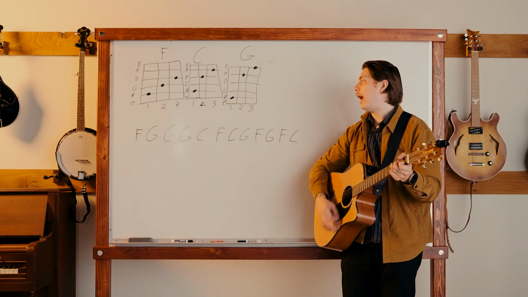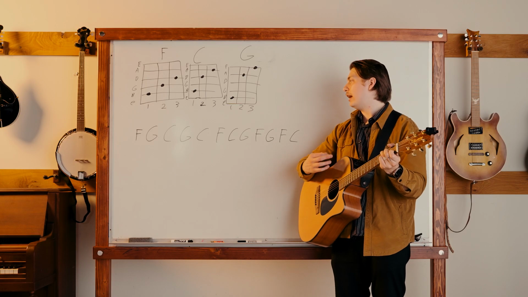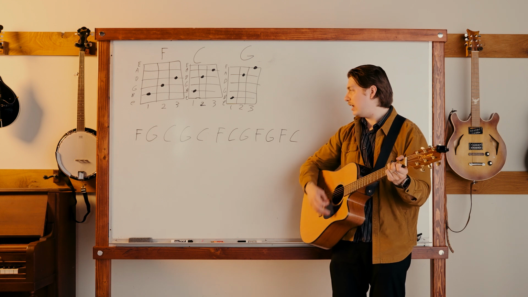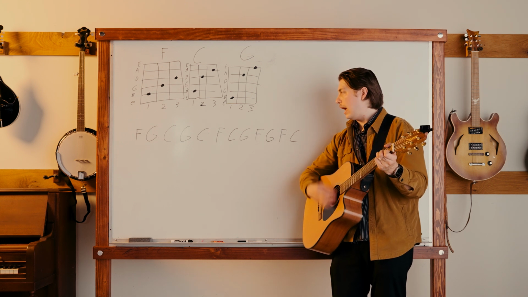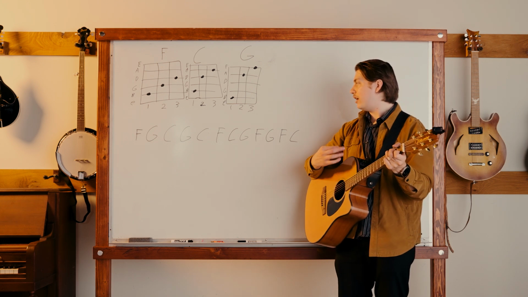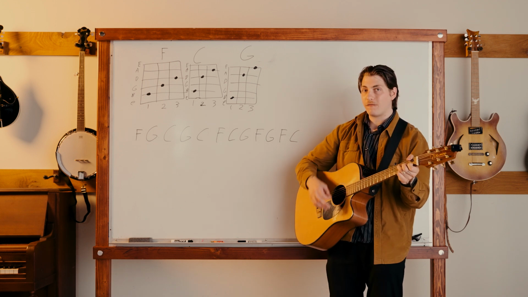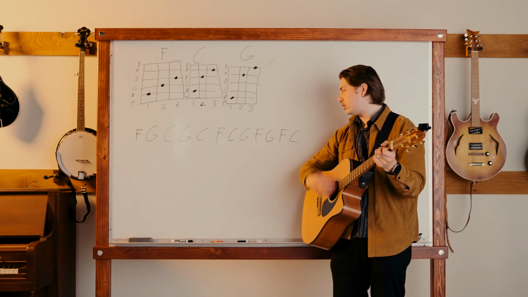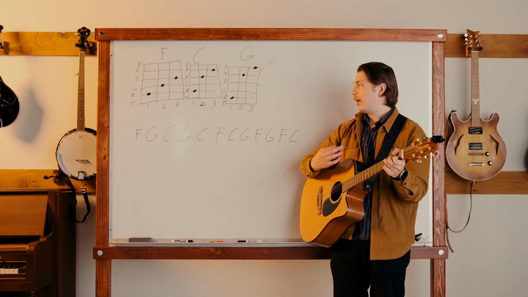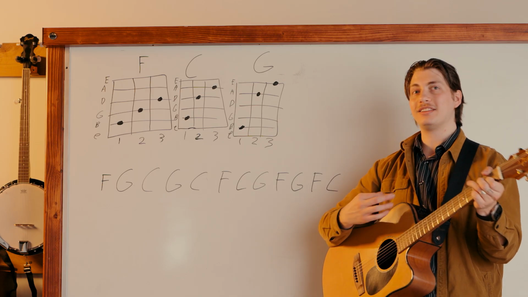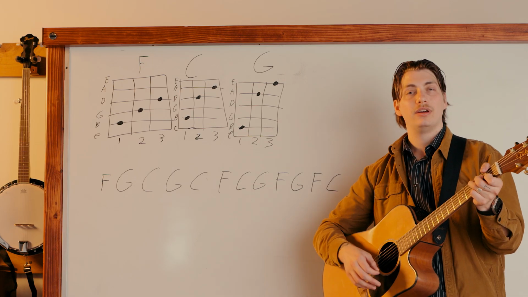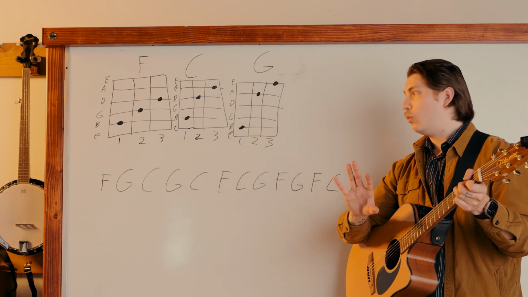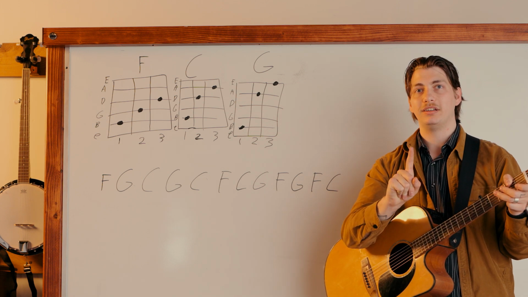And 2 and F. And 2 and C. And 2 and G. And 2 and F. And 2. You got this. And G. And 2 and F. And 2 and C. And 2. Great job, okay? What if we did it for one beat each?